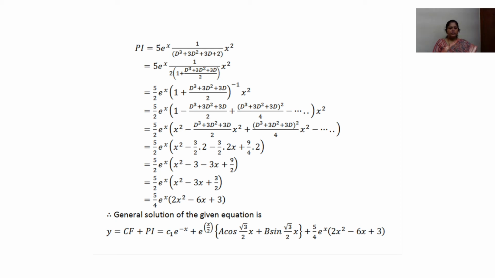So if you take 5 by 4 e to the power x into 2x square minus 6x plus 3, we'll get after taking the LCM. Now the particular integral is 5 by 4 e to the power x into 2x square minus 6x plus 3. So now the general solution is y is equal to CF plus PI, that is equal to c1 e to the power minus x plus e to the power x by 2 into a cos root 3 by 2 x plus b sin root 3 by 2 x plus 5 by 4 e to the power x into 2x square minus 6x plus 3.